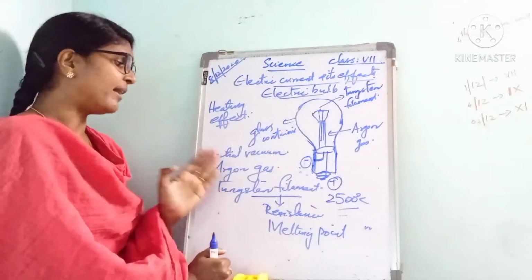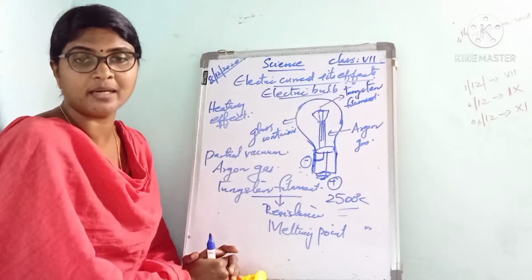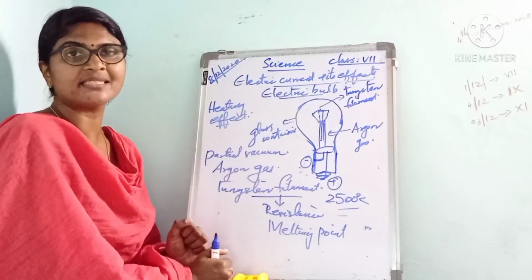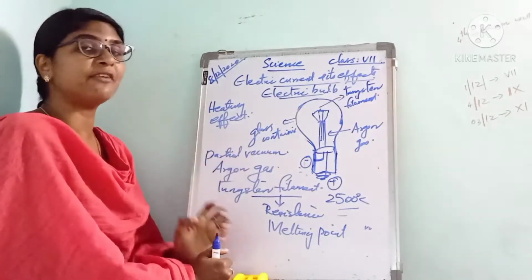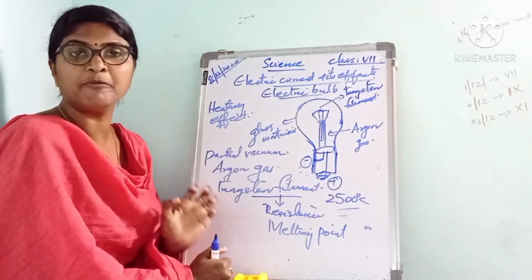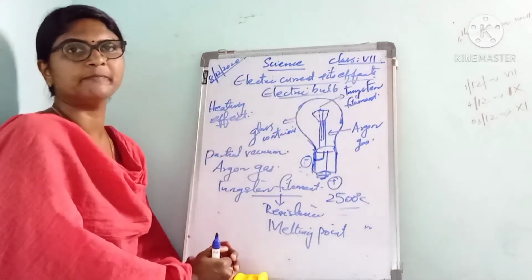Then what is the function of the argon gas? It protects the very hot tungsten filament from burning out, and it also prevents the electric bulb from breaking. That is about the electric bulb.